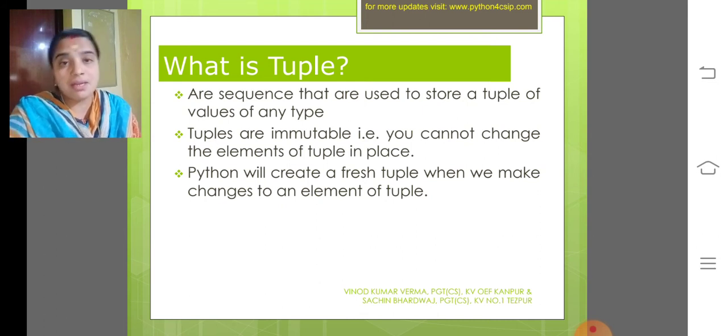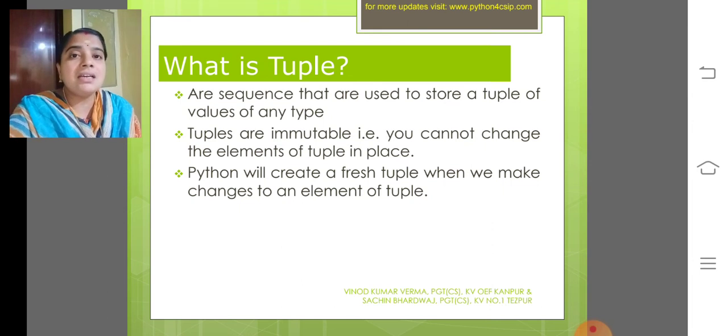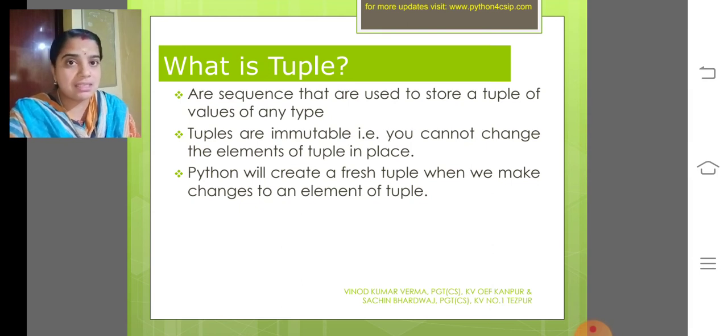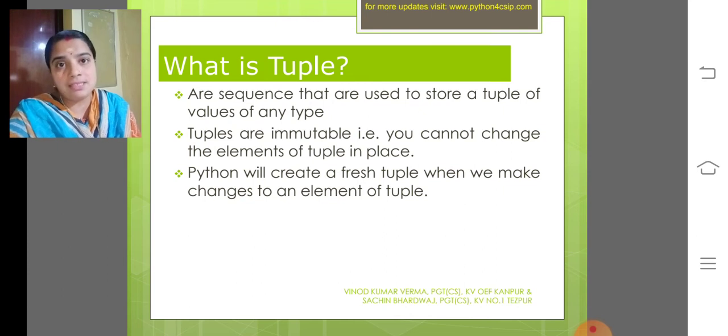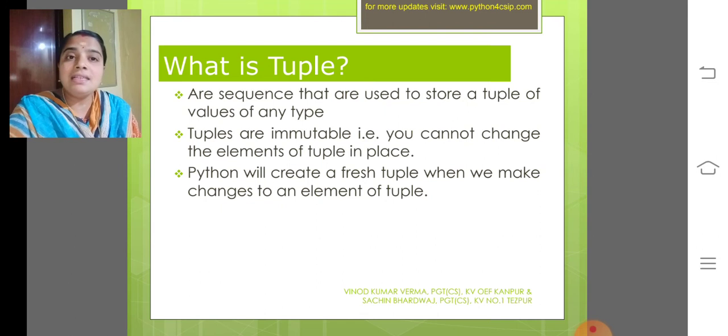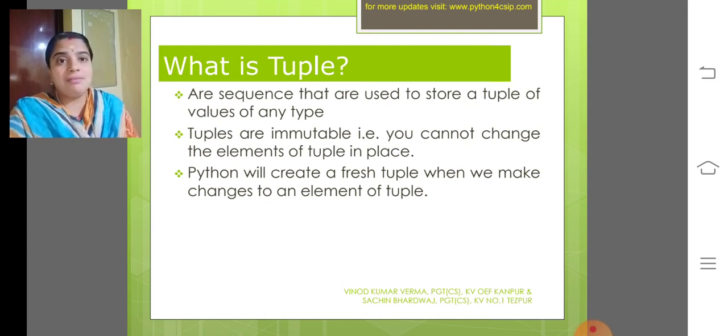Tuples are immutable. That means what? We cannot change the element which is in a place. Consider an element 5 in the 0th place. We cannot change the value. That is the only and major difference between the tuple and list. Python will create a fresh tuple when we make changes to an element of a tuple.